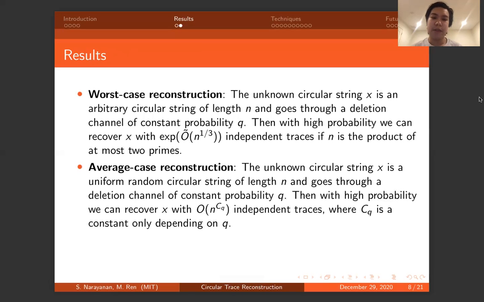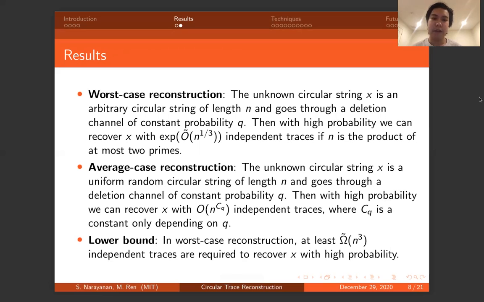We also have results in average case circular trace reconstruction, where we have a random circular string X of length n that goes through some constant probability deletion channel. In this case, we can recover X using polynomially many traces, though the exponent will depend on the deletion probability Q. Finally, we have a lower bound for worst case circular trace reconstruction, where we show that, up to log factors, we need at least n cubed independent traces to recover the string with high probability. This is higher compared to the n to the 3/2 known for linear strings.